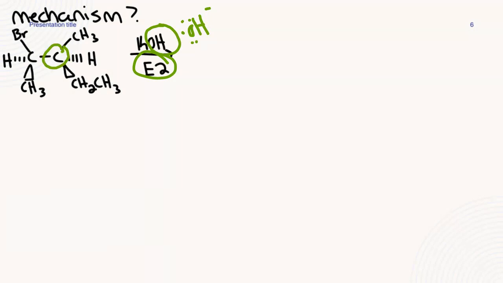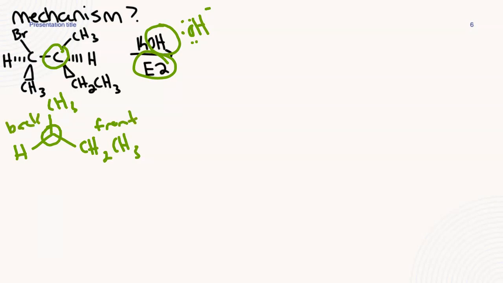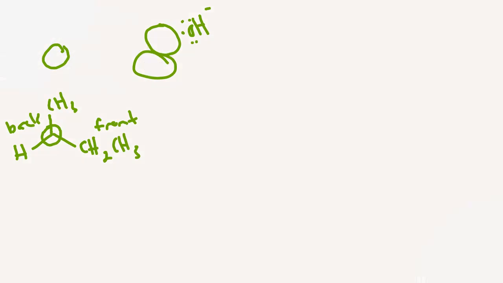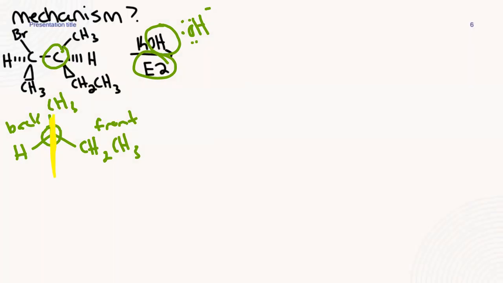So if we're just looking at this carbon here in a Newman projection, I have methyl group up in the plane, and I have ethyl group in the front, hydrogen in the back. So this is the front, this is the back, and this is the plane. Okay, so I want this hydrogen here in the plane.